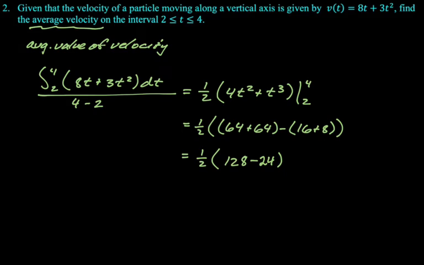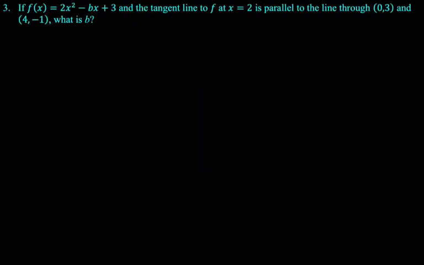16, 24. What am I doing? Minus 24. So the easiest thing here is really just to do half and half. So it's like 64 minus 12, so this will be 52. And that is the average value of velocity. It's the average velocity on the interval. All right, next question.